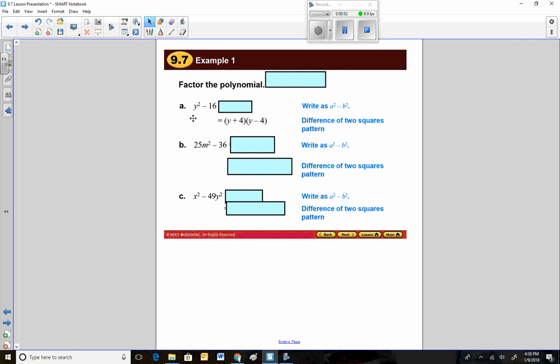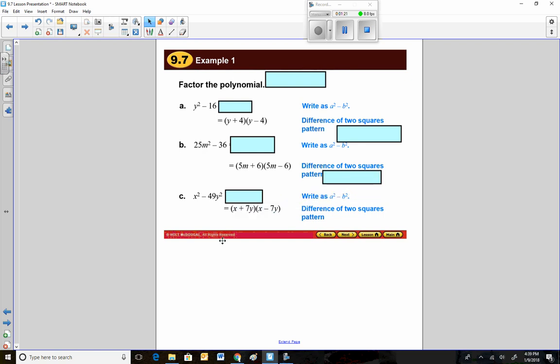Every time we get this type of pattern, your answer will turn out with the square roots with a plus and a minus. Square root of 25m squared is 5m. Square root of 36 is 6. So I'm going to get 5m minus 6 and 5m plus 6. It's called the difference of two squares. X squared minus 49y squared, same thing. We take the square root of x squared, x. Square root of 49y squared is 7y. So we get x plus 7y, x minus 7y, because it's the difference of two squares.